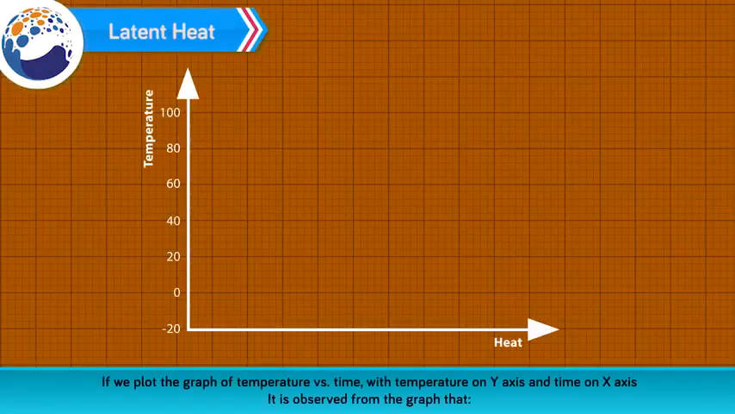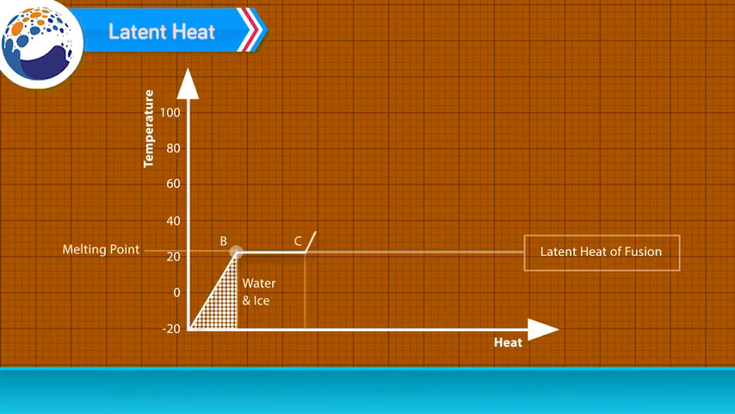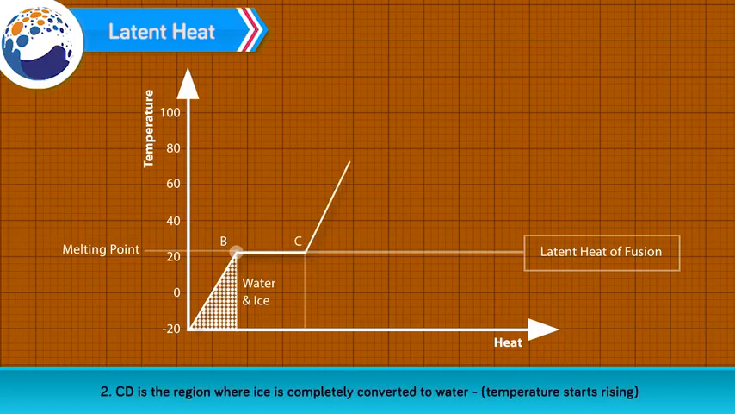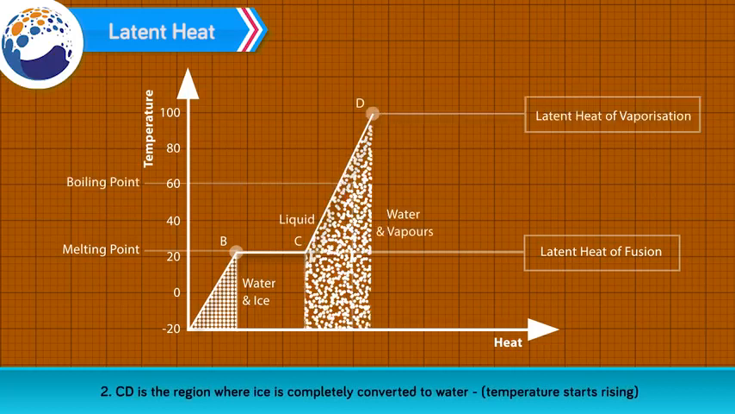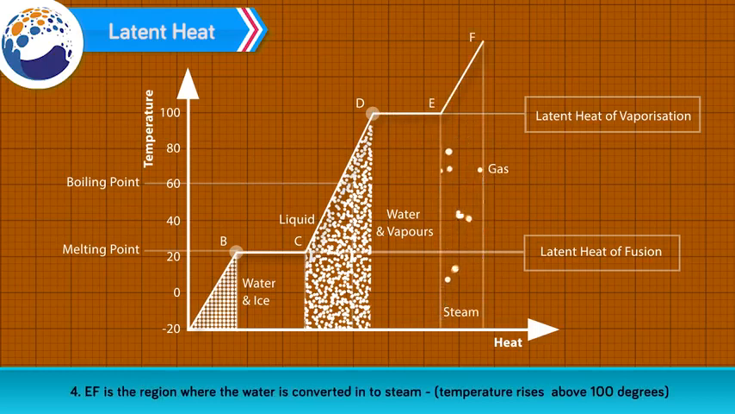If we plot the graph of temperature versus time, with temperature on the y-axis and time on the x-axis, it is observed from the graph that, first, BC is the region where ice starts melting, where the temperature is constant at 0 degrees. Second, CD is the region where ice is completely converted to water. The temperature starts rising. Third, DE is the region where water starts boiling. Temperature is constant at 100 degrees. Fourth, EF is the region where the water is converted into steam. Temperature rises above 100 degrees.